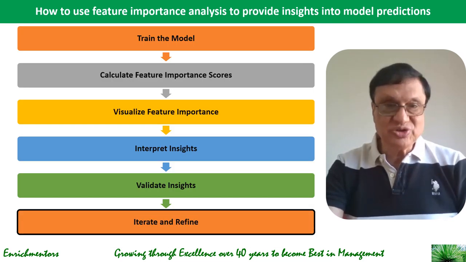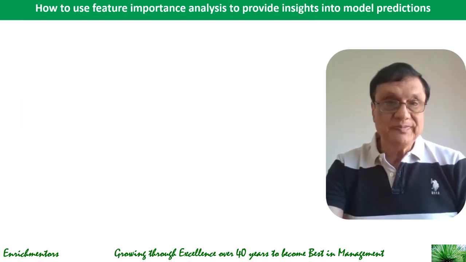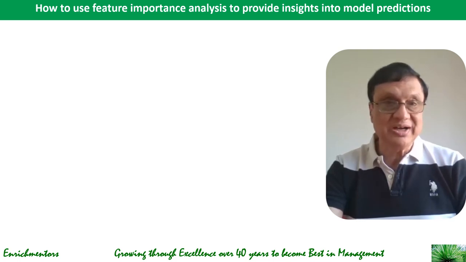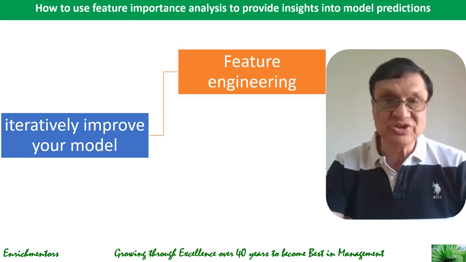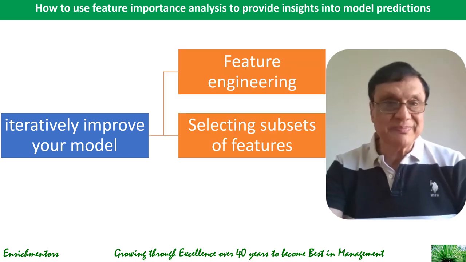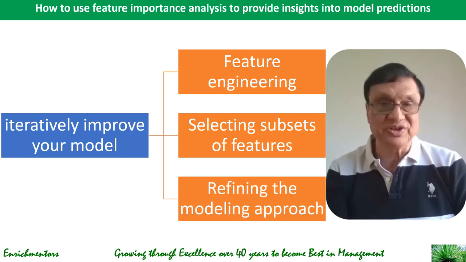The last thing is to iterate and refine. And how can you iterate and refine the feature importance analysis that you have done? Let's take a look at it again. So, use the insights gained from feature importance analysis to iteratively improve your model. So, iterate and refine can continuously improve your model. Now, these are the things that you can do to iteratively improve your model. First is feature engineering. Second is selecting subsets of features and refining the modeling approach based on importance of different features.